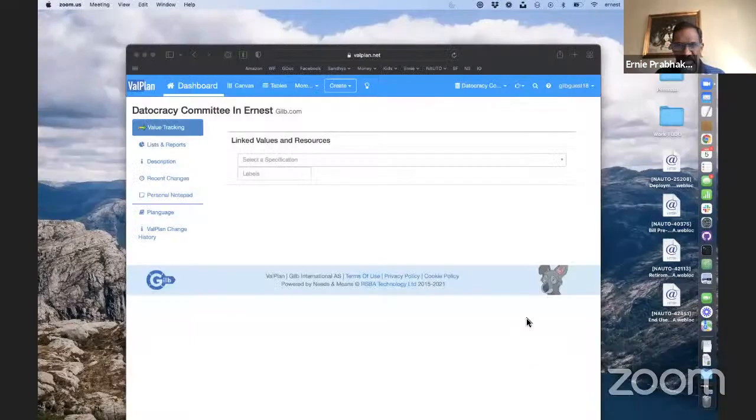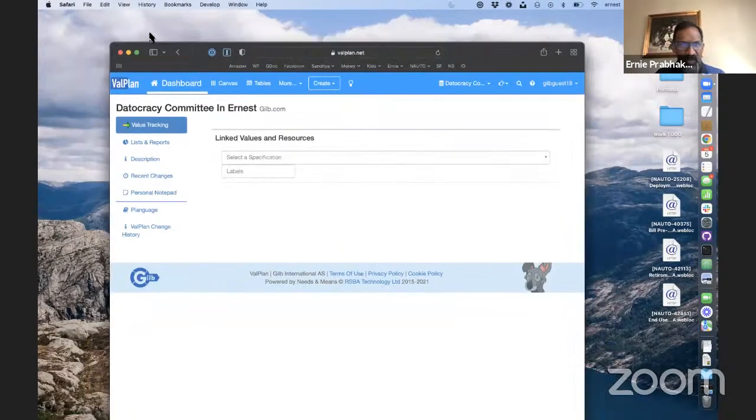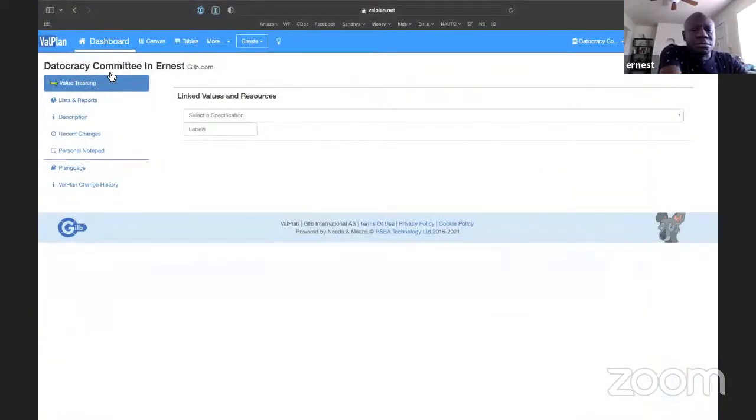So yes, we had a little audio episode, and then Tom has lots of family activities going on. He may or may not jump on later, but as you suggested, we were going to try and meet without him, and I suggested we look at what he had written up on Valplan to see if we can make sense of it, which is a good test of the user interface, among other things. So this is, I think, the Datocracy committee in earnest, which I love the pun there.